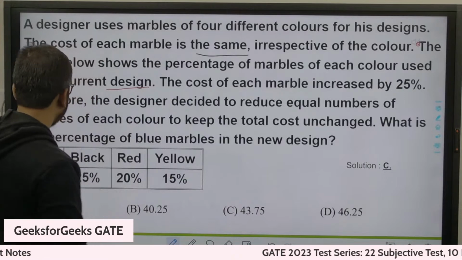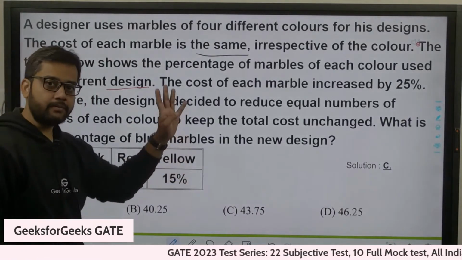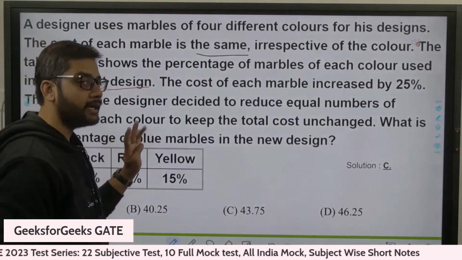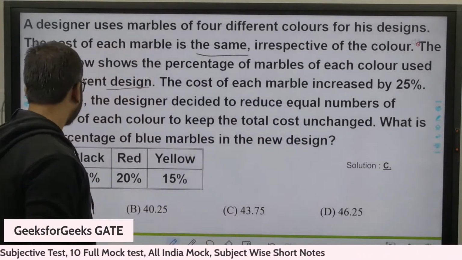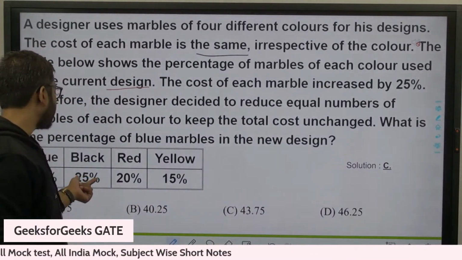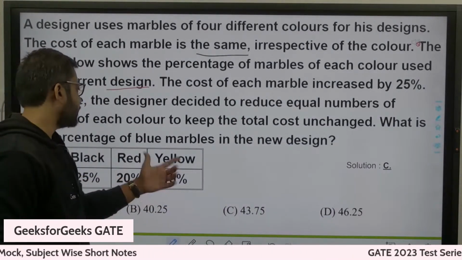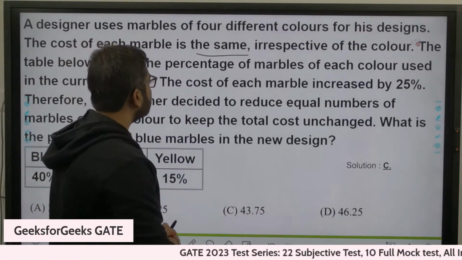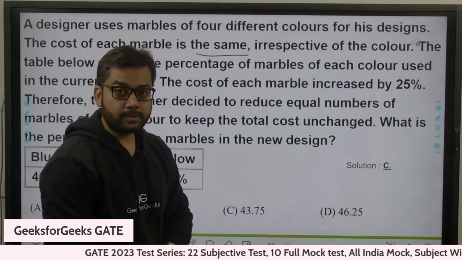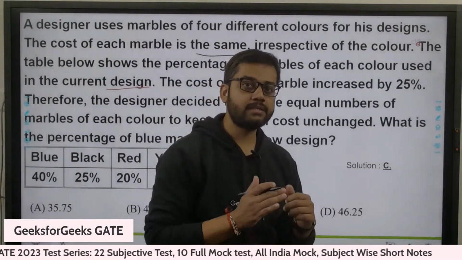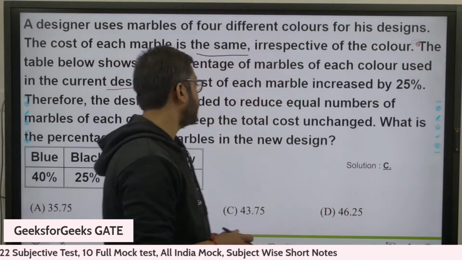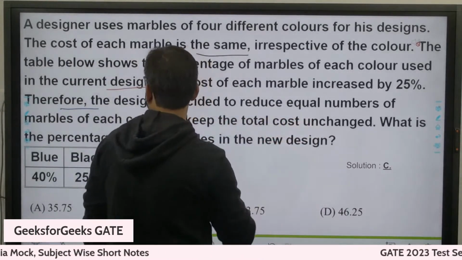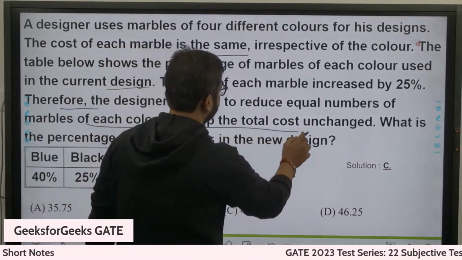So it is the table: blue, black, red, yellow. We have 4 kinds of marble with 4 colors, okay? The colors are blue, black, red, and yellow. The percentages are 40% for blue, black is 25%, red is 20%, and yellow is 15%. Now the cost of each marble is increased by 25%. It means the cost of the marble is getting increased by 25%. Therefore, the designer decided to reduce an equal number of marbles of each color to keep the cost unchanged.